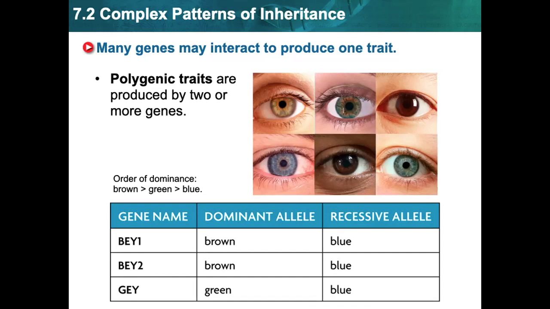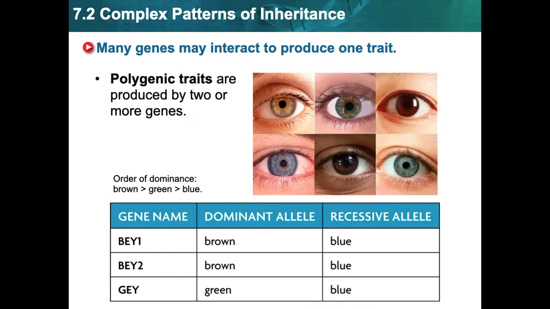So we have 3 general eye colors: brown, green, and blue. And basically 3 genes that contribute to eye color. Brown dominates over green and blue. Green is dominant over blue, and blue is recessive to all of those colors. So three different genes contribute to eye color, and they're called BEY1, BEY2, and then GEY for green versus blue, BEY for brown versus blue.